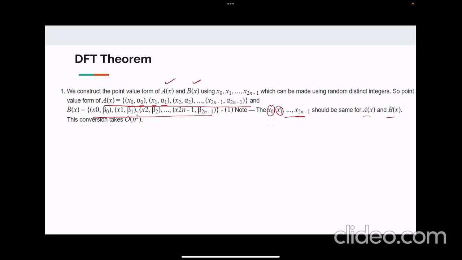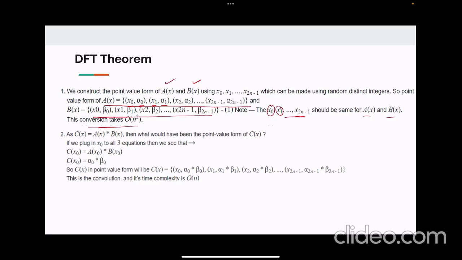And as we've discussed, this conversion takes O of n square time. Now, let's say we want to calculate C is A times B. Earlier, we noticed that C is A times B. That would again take O of n square time. But we are trying to reduce it. So, how will our point value form help us to do that?